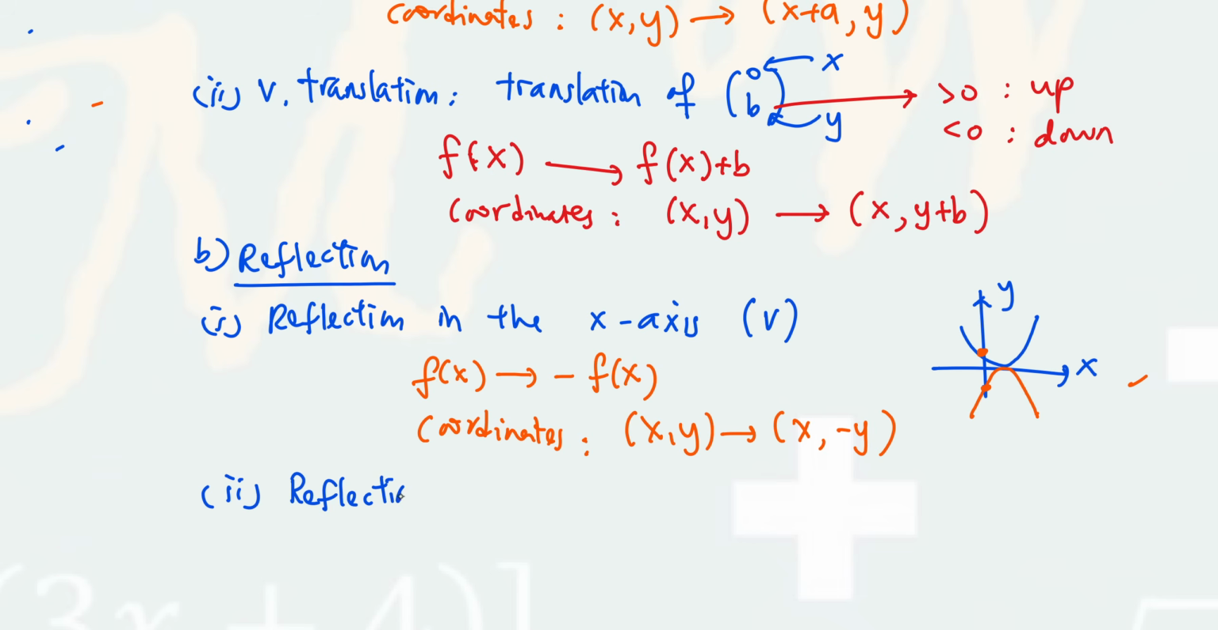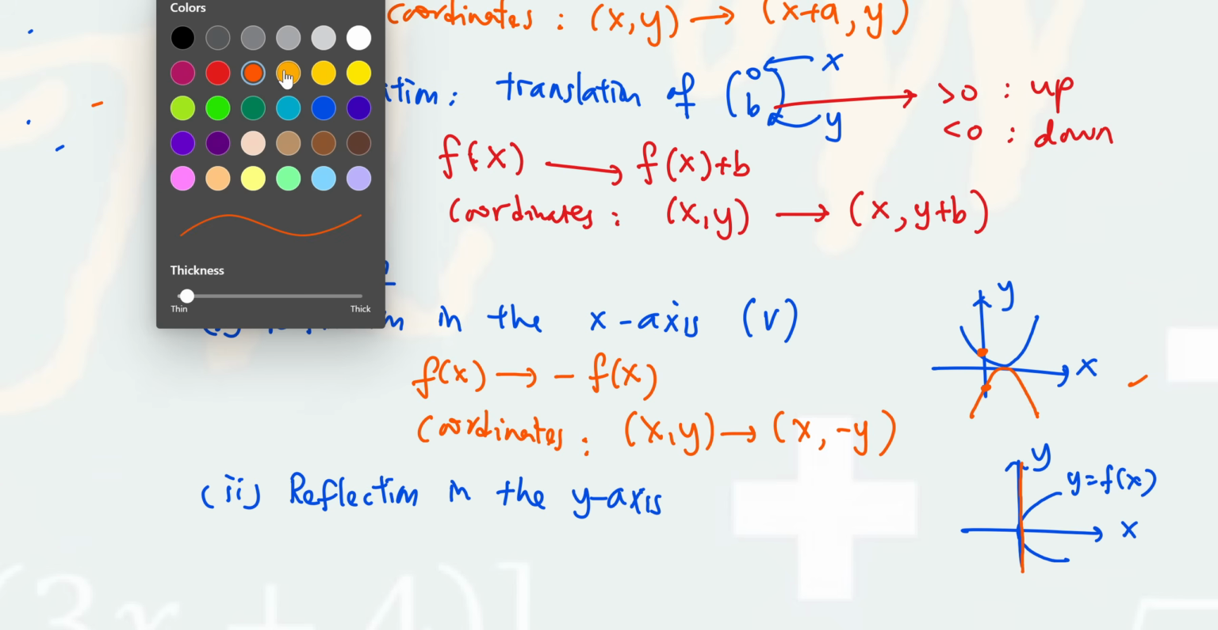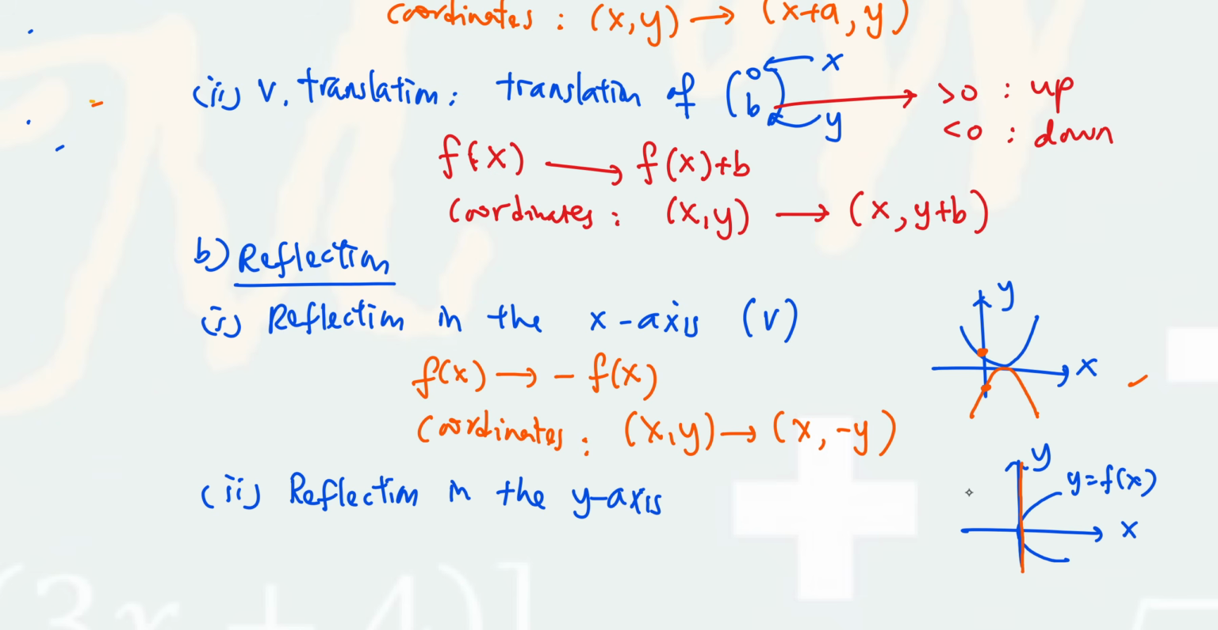Now the next case is horizontal transformation. Here I will just write h later on. It will be reflection in the y-axis. Let's say for example, this is a graph x, y, and this is my graph, y equals f(x). When it is a reflection in the y-axis, that means your y-axis now is the mirror. So when the y-axis is the mirror, my image will be over here. This will be my image.